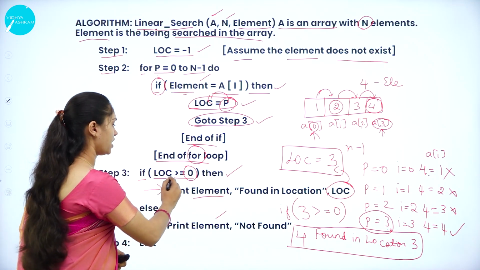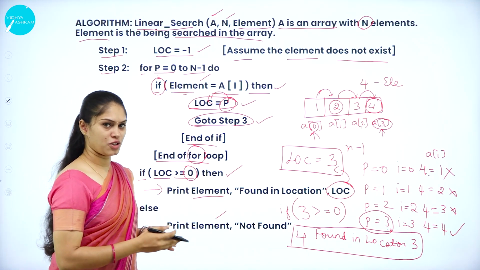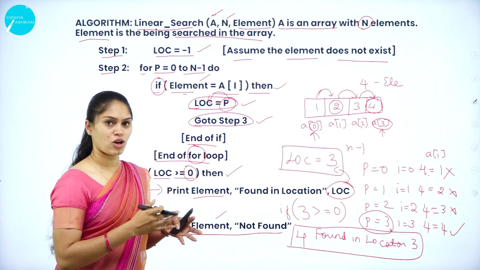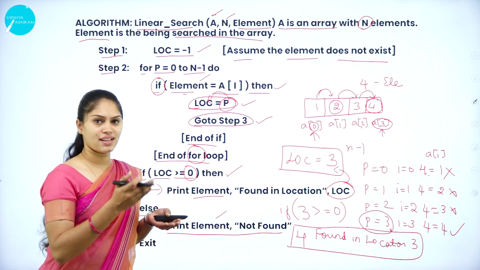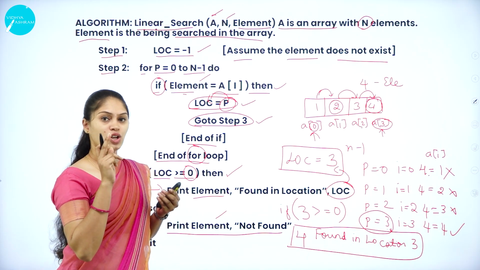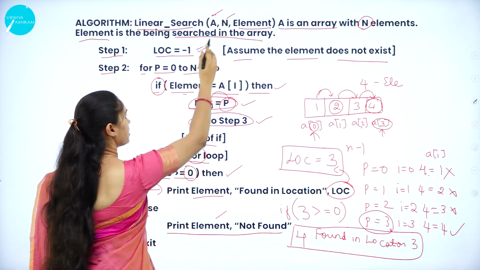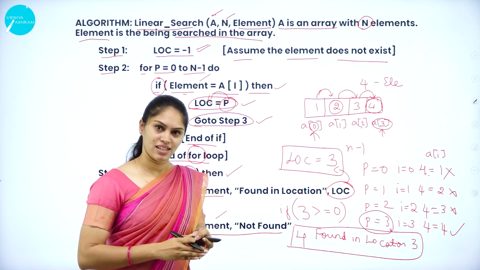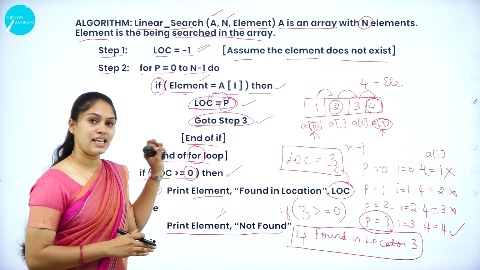When the location is not greater than or equal to 0, at that time the else part will happen, that is element not found. When the location value is -1, that means we are searching for an element which is not in the list. So this is about the linear search.